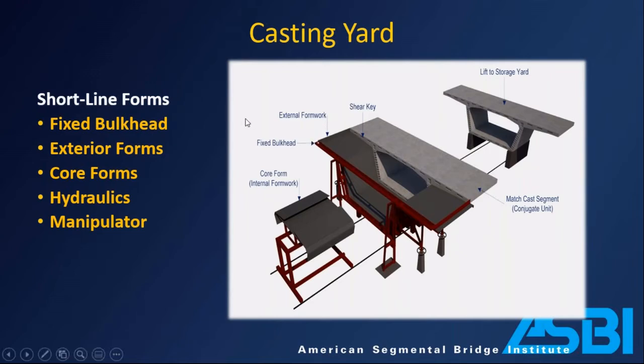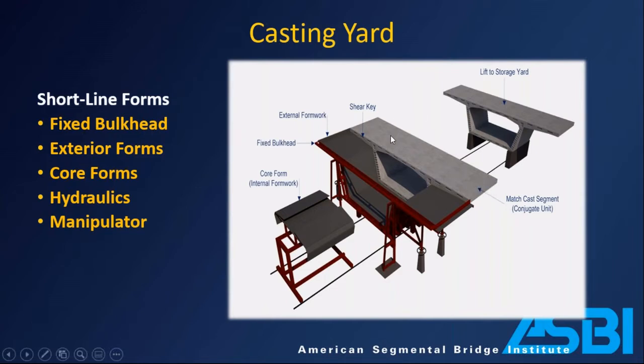So how do the forms work? What are the major pieces? So this is the setup for casting a segment. And it shows you a couple of things that are important here. One is that segments are match cast. What does that mean? It means that each segment is cast against another segment. That's how you get the geometry. That's how you get them to mate up properly when you assemble them in the field.